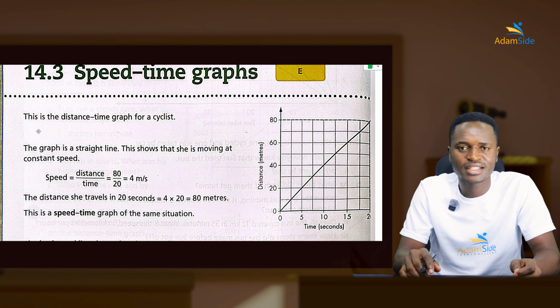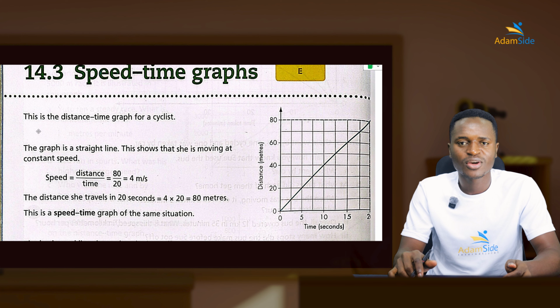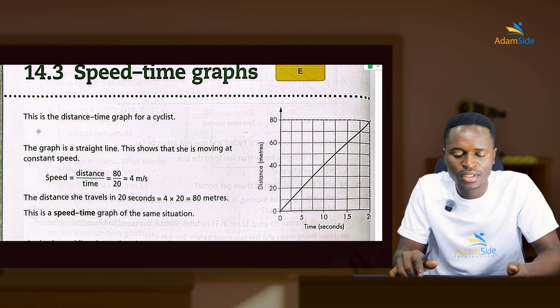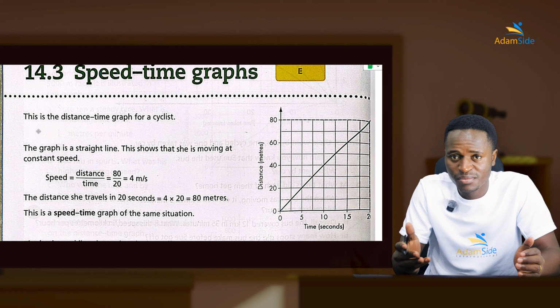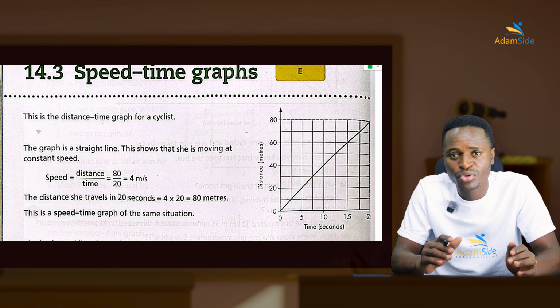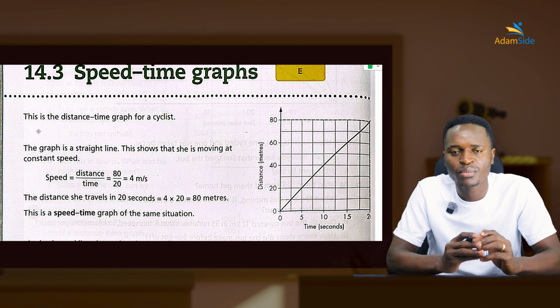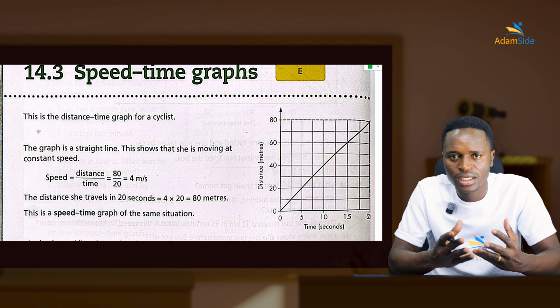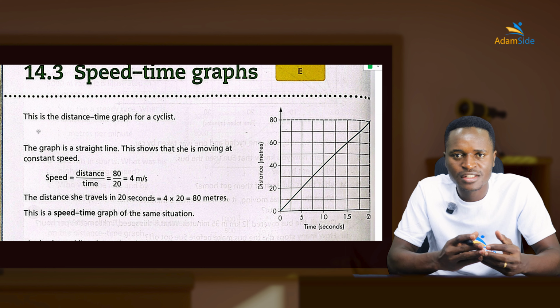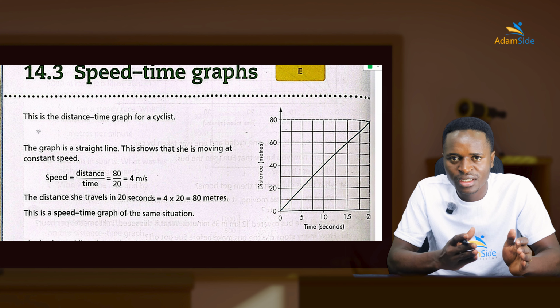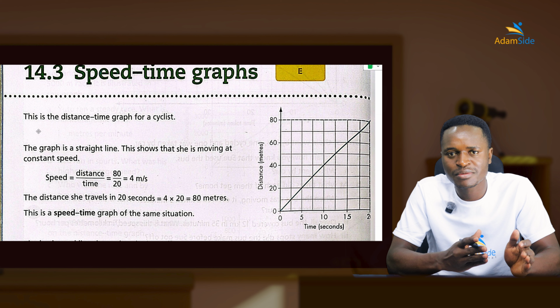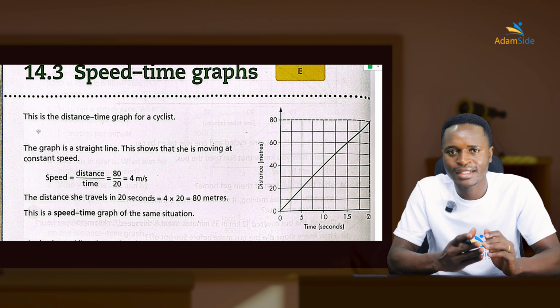I'm teacher Adam, and in our previous math class we discussed the distance time graph. Today we're going to learn the same unit, but a sub-unit of speed time graph. We know distance and time are related. Distance divided by time, you get speed. And in our previous class we were able to analyze and interpret distance time graphs.